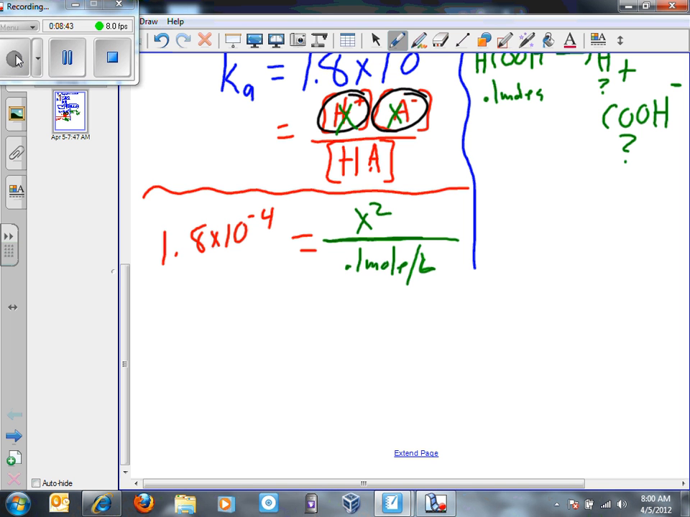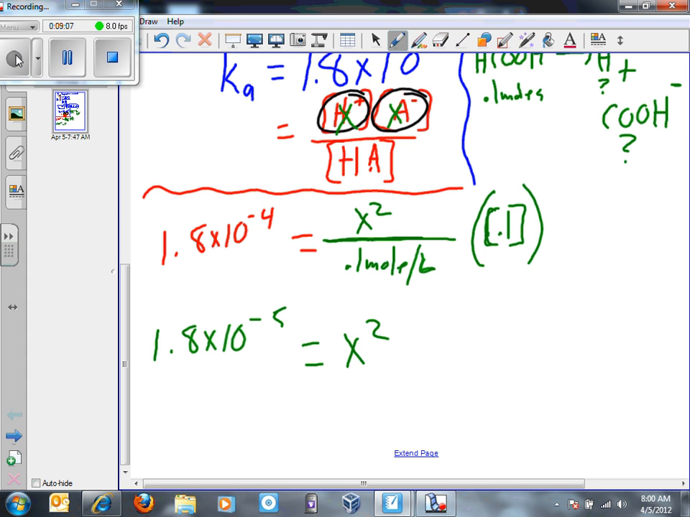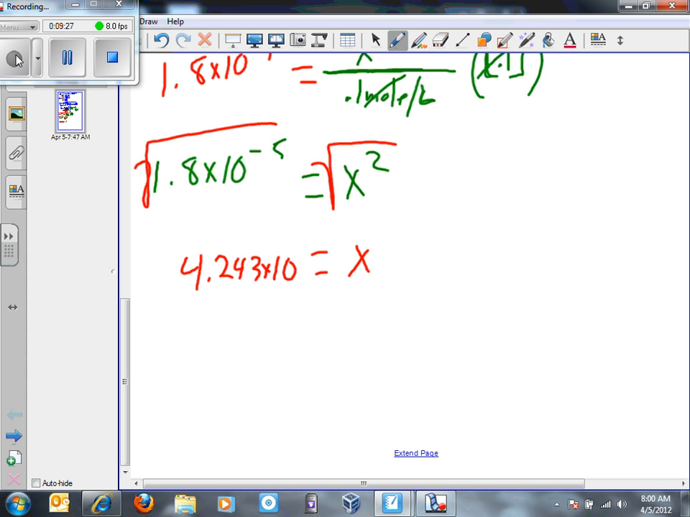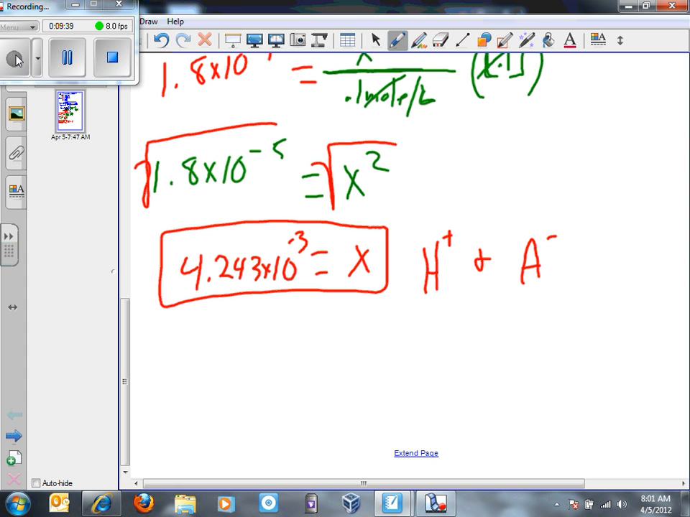Then we just solve for x. We multiply both sides by 0.1, and we can see that we have 1.8 times 10 to the negative 5th equals x squared. To solve for x, we take the square root, and the square root of 1.8 times 10 to the negative 5th is 4.243 times 10 to the negative 3rd. That is equal to the concentration of protons, and also of the negative acid base.